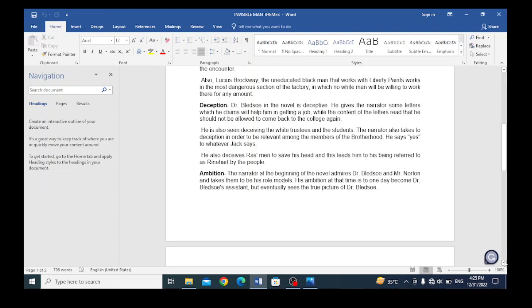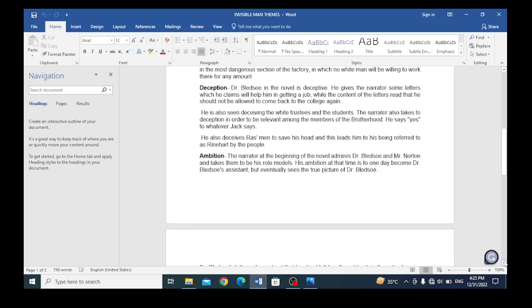Another one is deception. Dr. Bledsoe in the novel is deceptive. He gives the narrator some letters which he claims will help him in getting a job, while the content of the letters reads that he should not be allowed to come back to the college again. He is also seen deceiving the white trustees and the students.